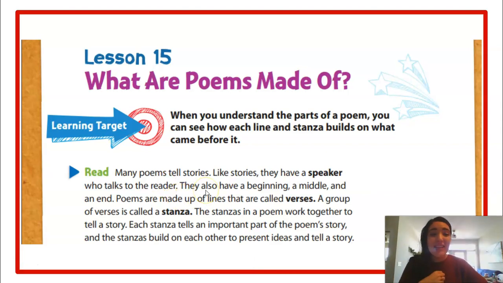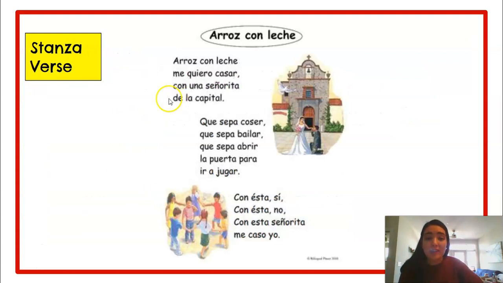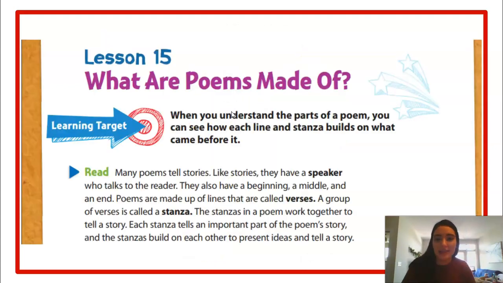When you understand the parts of a poem, you can see how each line and stanza builds on what came before it. So this is like when we were looking at our Peter Pan books and we were looking at the different chapters. And we said, how does chapter 8 build on chapter 7? How does chapter 9 build on chapter 8? So we're going to be doing the same thing with how does our second stanza build on our first stanza. We're going to be kind of connecting those dots today.